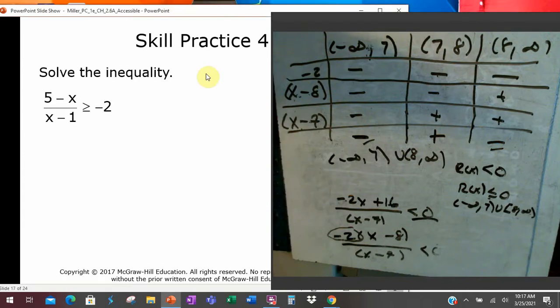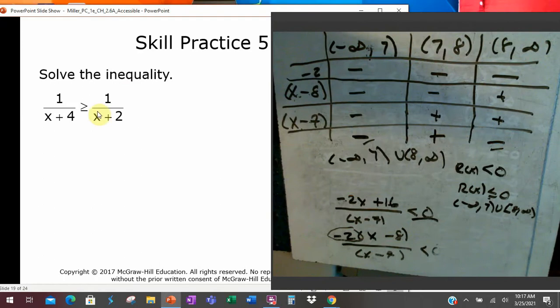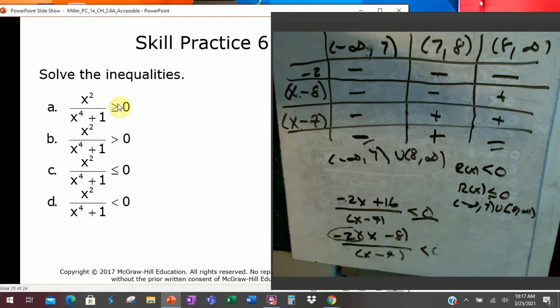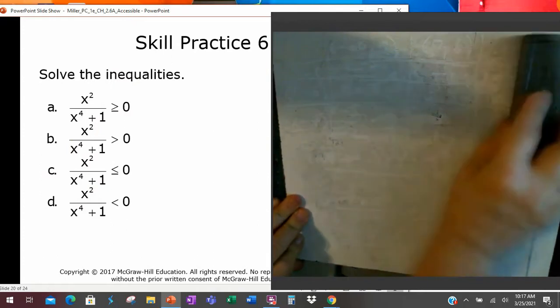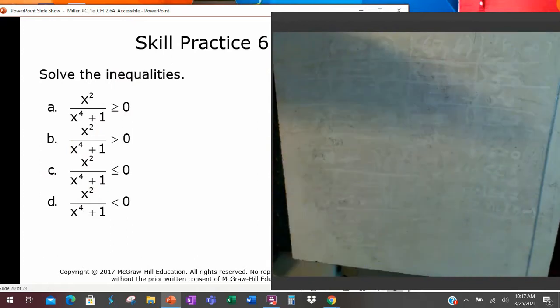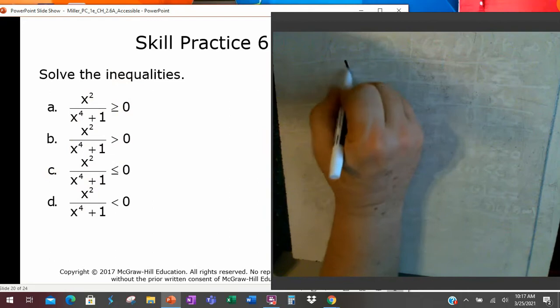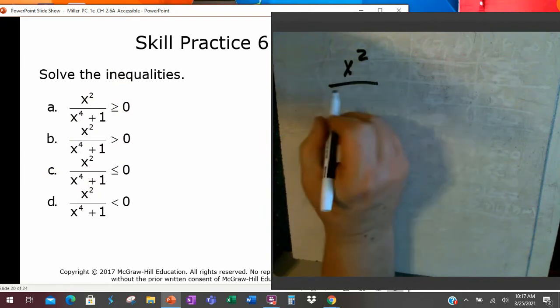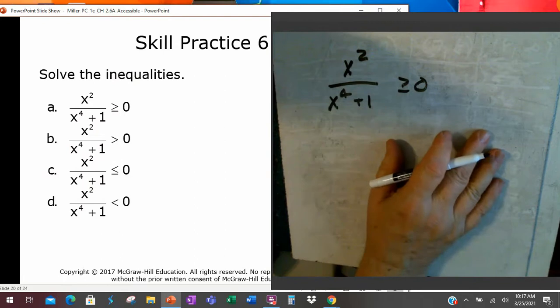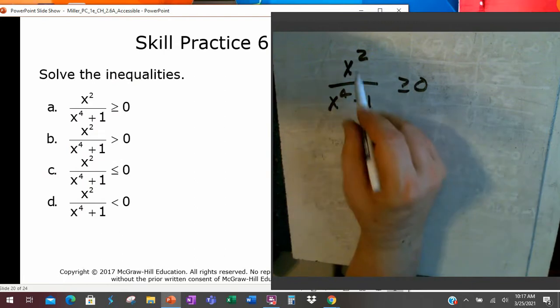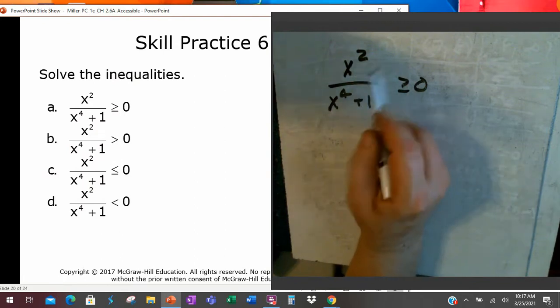Okay, so let me look for any other special ones. These are all the same. Get them over to one side. Let's look at this. These are all the very same things, so it's easy to go through for our analysis. But let's take a look. And some of these, you just have to kind of go through and look at the pieces, okay? I want to know when x squared over x to the 4th plus 1 is greater than or equal to 0. Okay, and I have to look at them piecewise, the top and the bottom, and see if I notice anything.